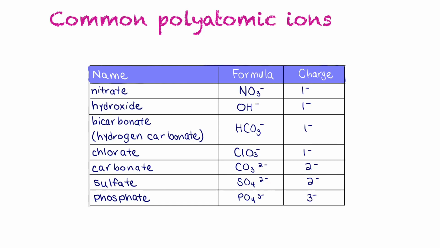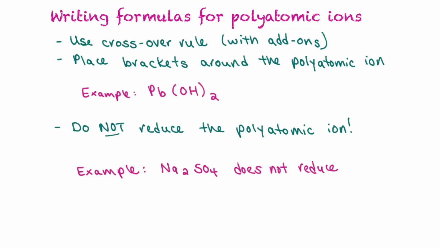This table shows you a list of some of the common polyatomic ions. We have nitrate, which we talked about, hydroxide, which is OH negative, so it has a charge of -1. Bicarbonate, HCO3 minus, also sometimes called hydrogen carbonate. Chlorate is ClO3 minus. Carbonate is CO3 with a -2 charge. Sulfate is SO4 with a -2 charge. And phosphate is PO4 with a -3 charge.